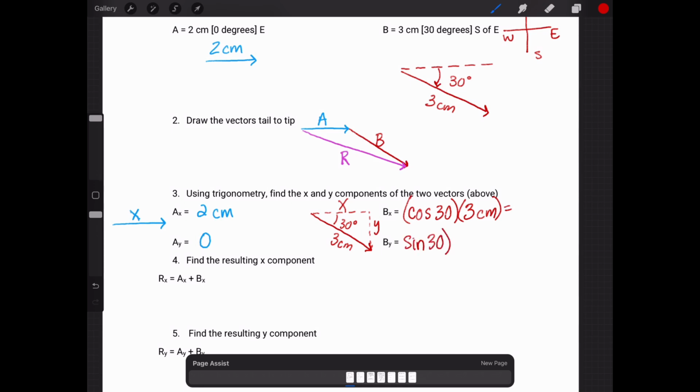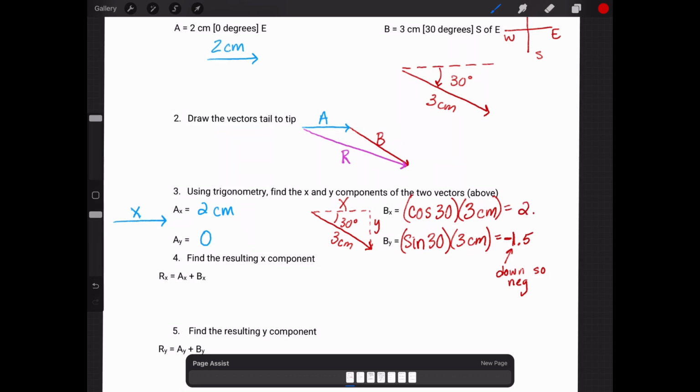For the y, we're then going to be using sine. Sine is our opposite divided by hypotenuse, or to find that opposite, sine 30 multiplied by our hypotenuse, 3 centimeters, gives us our y component. When we plug these in our calculator, please make sure you're in degree mode. You get 1.5 for the y, but notice it is downward, so it's going to be negative. So negative 1.5 centimeters. And then when we plug it into our calculator for the x, we get 2.6 centimeters, making sure to put our units on there.